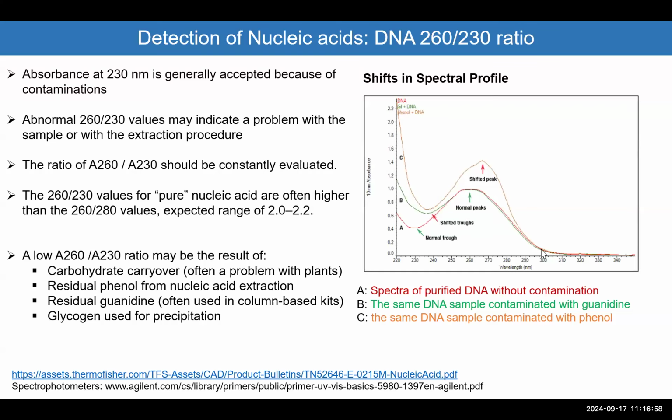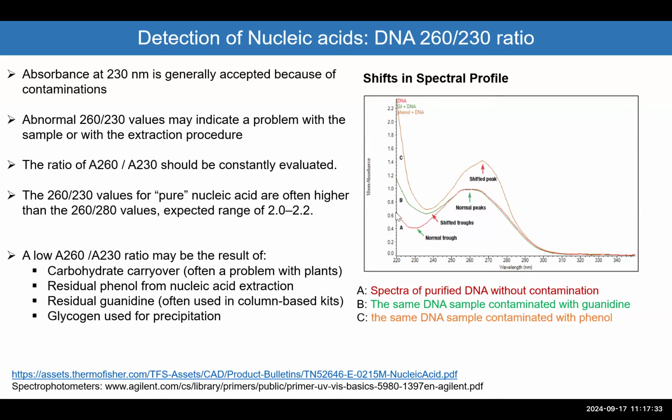And here is an example that I'm showing you in the change of the peaks. So you can directly now look at C, and you can say that this is contaminated with phenol, because of two properties. One property, it starts much higher than the top of the peak, and the second one, the peak is at 270, closer to 280. So this is a typical phenol contamination.